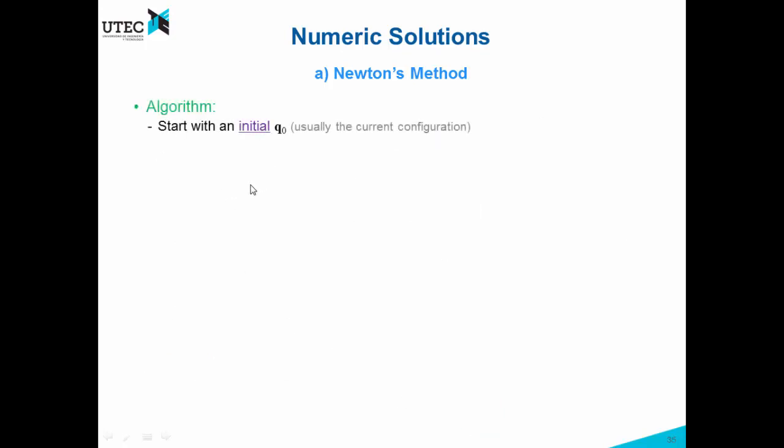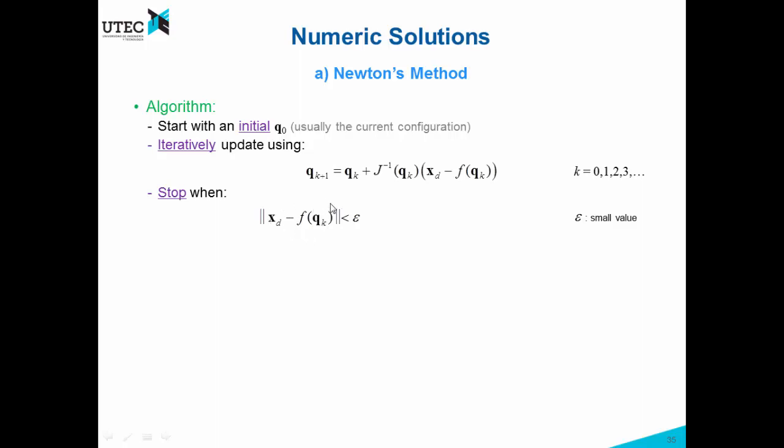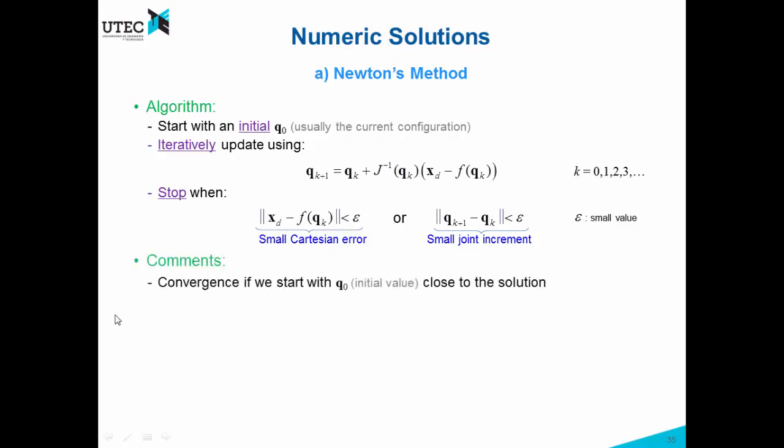The algorithm will be the following. We start with an initial Q0, which is usually the current configuration, and we iteratively update using the previous expression, which I repeated here. And we stop when either we are too close to the real x desired, that's to say we have a small Cartesian error, or we're not increasing the joints too much, so probably we already converged. So there's a small joint increment. We can use either of them, or both. Sometimes it's preferred to use the small Cartesian error.